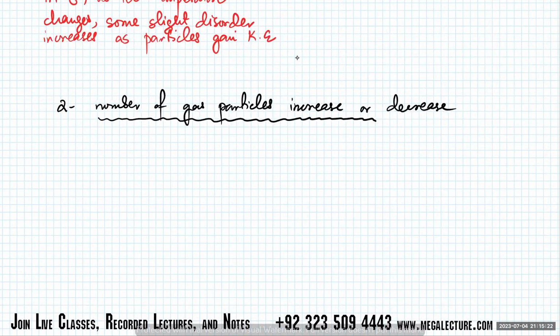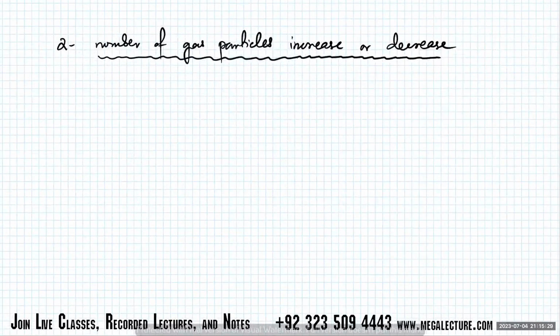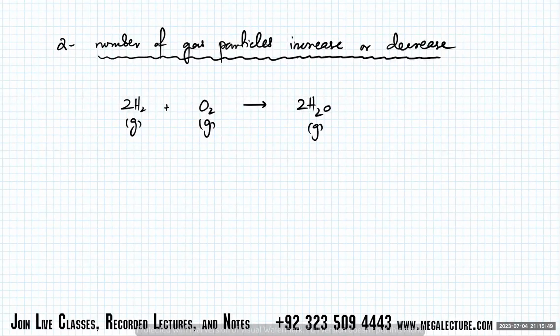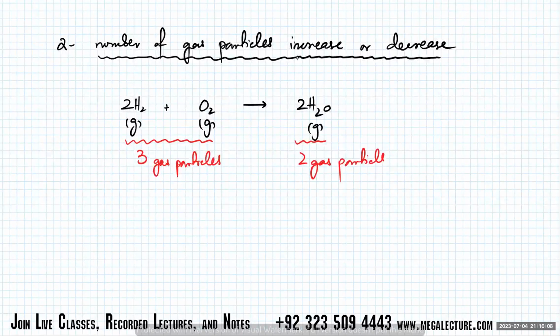Remember, we are only doing this so we can figure out what is the sign of entropy change. So if I have a chemical reaction, it's 2H2 gas. I've got this chemical reaction. I've got 3 gas particles. And in my products, I've got 2 gas particles. So that's a clear indication that your delta S is negative.